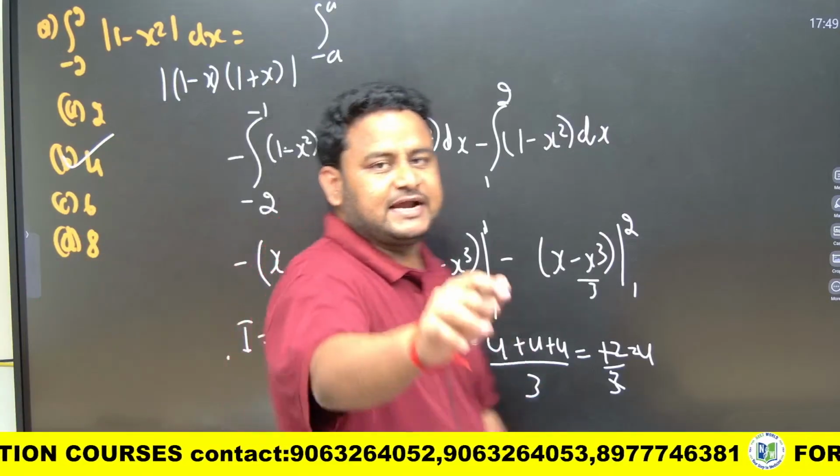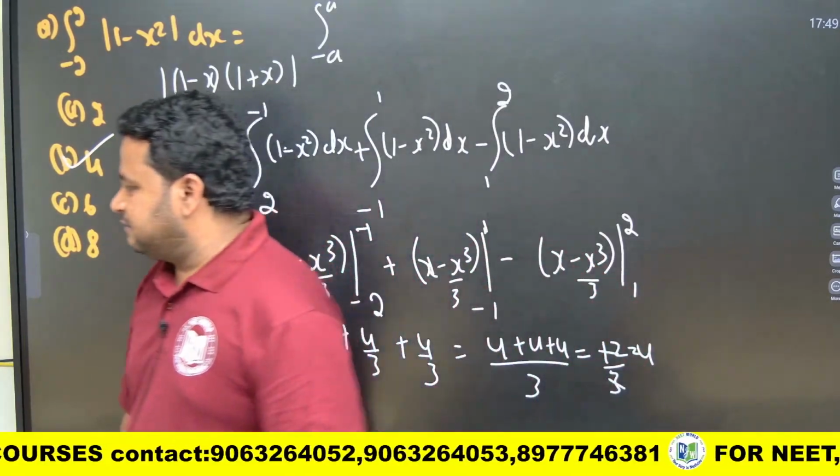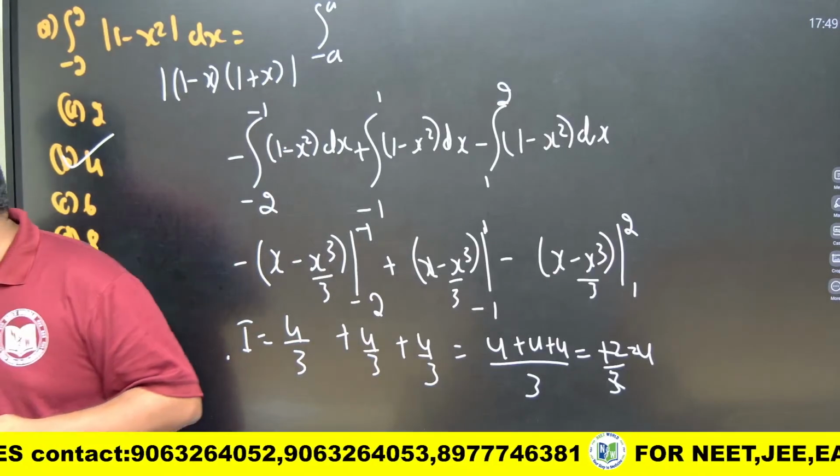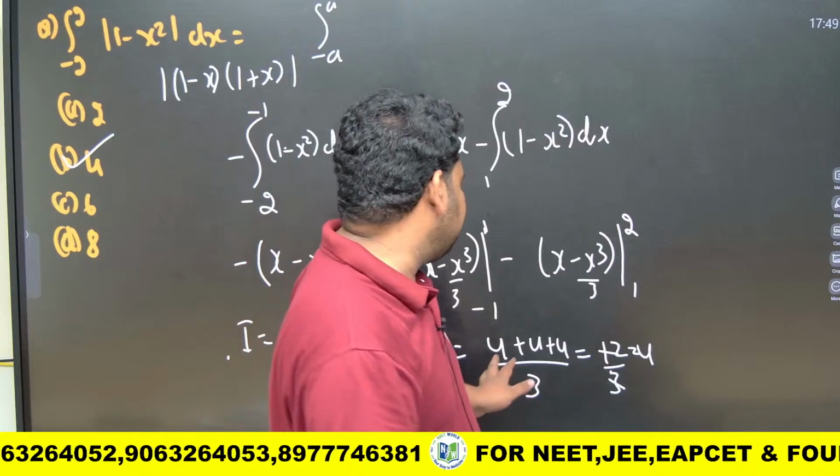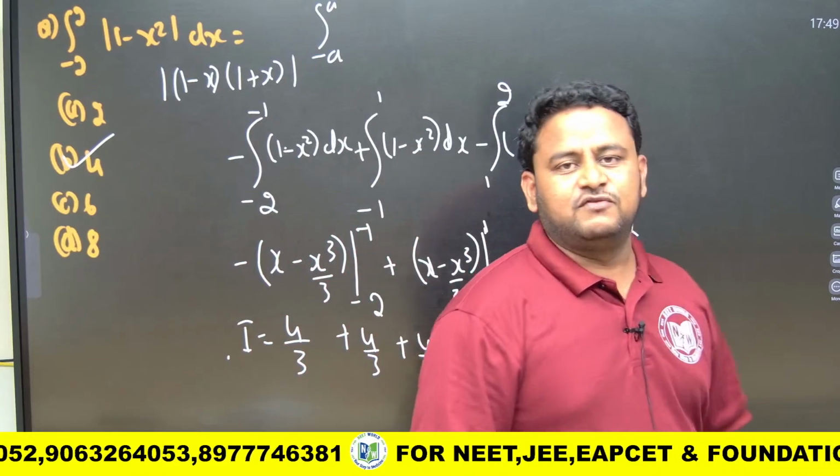That is option B, the right answer friends. Option B is the right answer. Okay, camera is fine, alright. So please listen to the class now. 4 by 3 if I added 3 times it will become 4, right.